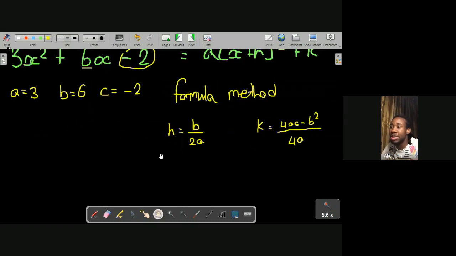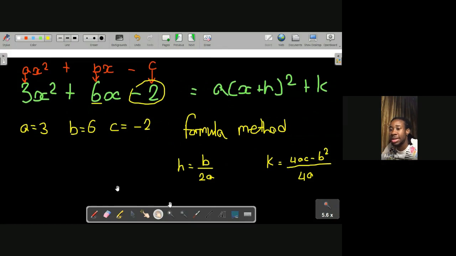So let's simply substitute the values in so we could get the necessary arrangements. So for h, let me start with h. h is b over 2a. What is b? b is 6. So that is 6 over 2a. a in this case is 3. So 6 over 6, top the same, bottom the same. The answer is 1. So therefore h would be 1.